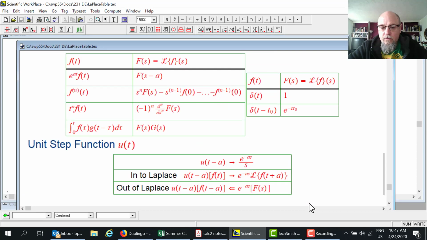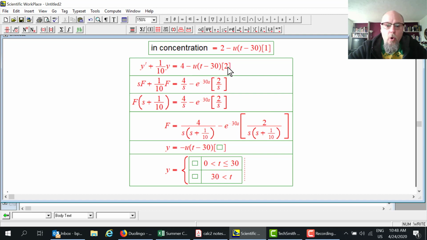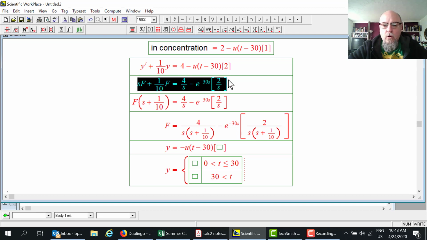Now let's look at our rule for getting into the Laplace. For going into the Laplace, we take our function that's switched on with the Heaviside step function. We take that function and we shift all the t's. Everywhere there's a t, we put a t plus 30, and then we take the Laplace. Now, there are no t's, so we don't do anything. Now I just take the Laplace of 2. But if there was a t here, I would first, everywhere there was a t, put a t plus 30, the shift happens in time, and then take the Laplace. So now I'm in the Laplace world.